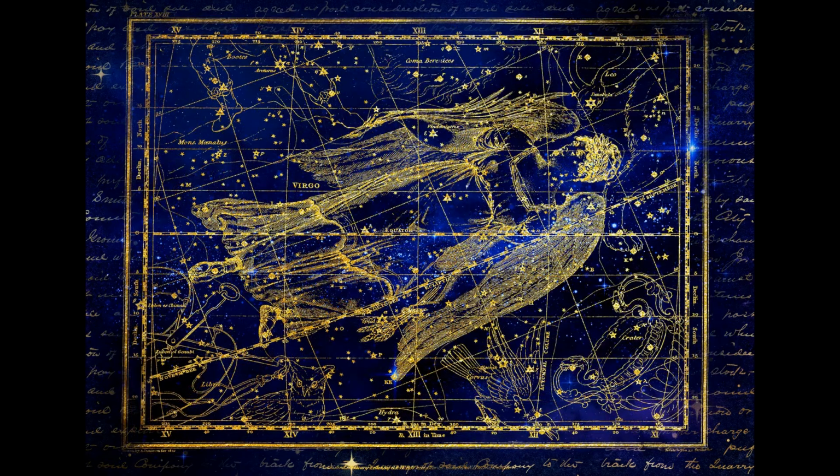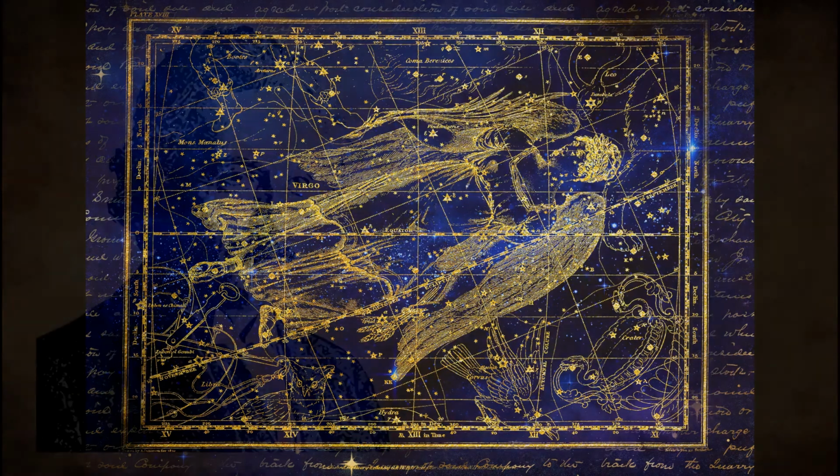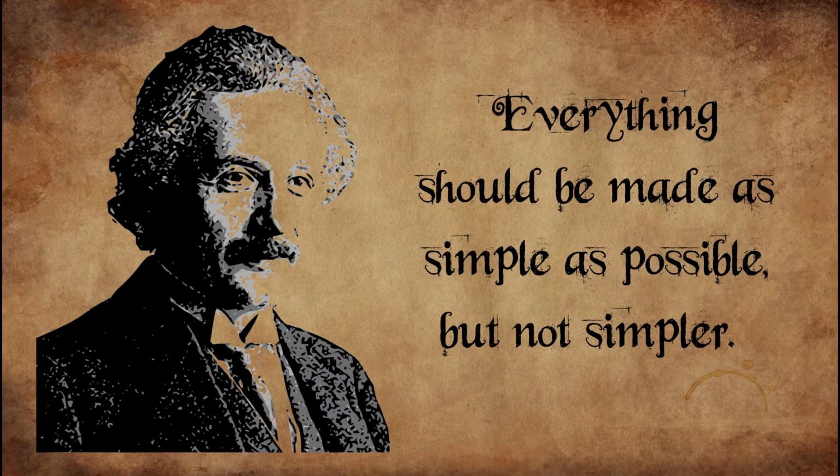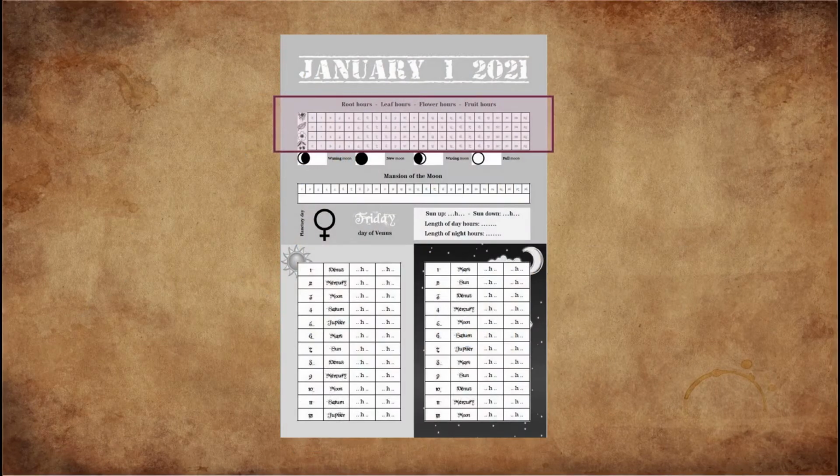But me, I tend to follow Einstein on these matters when he says everything should be made as simple as possible, but not simpler. Now, who am I to oblige Einstein's opinion, right? That's not happening anytime soon, I guess. So enough about me, let's get back to the root, leaf, flower and fruit hours of our plants and vegetables.